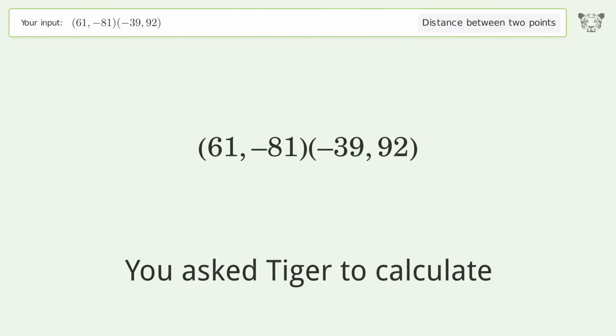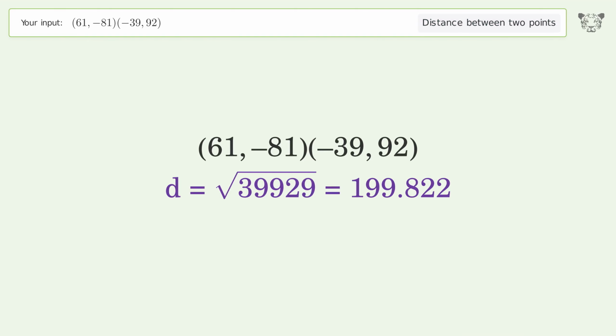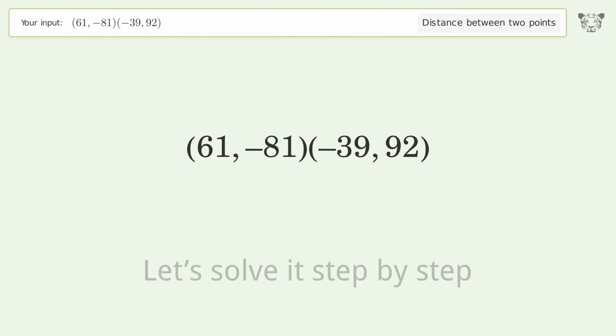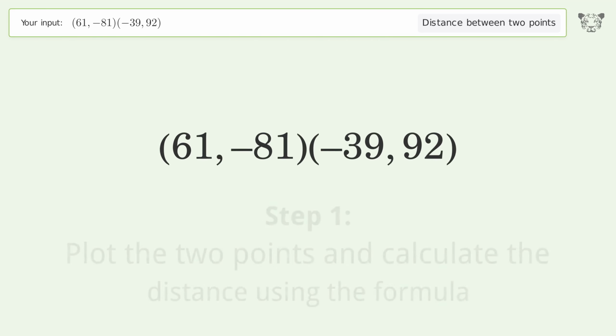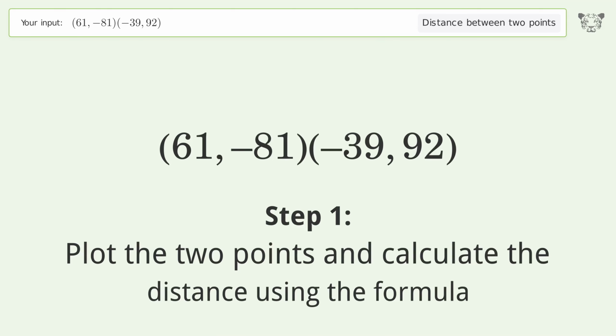You asked to calculate the distance between 2 points. The distance between the 2 points is the square root of 39,929 or 199.822. Let's solve it step by step. Plot the 2 points and calculate the distance using the formula.